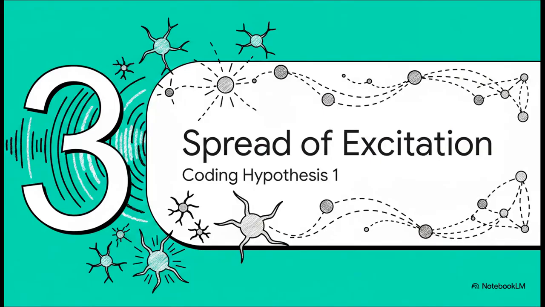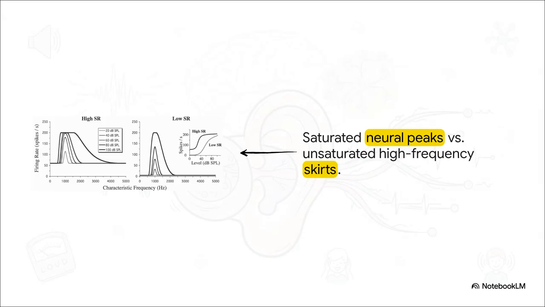Let's look at the first theory in part 3, coding by spread of excitation. To explain how we process those booming 120 decibel sounds when our main neurons give up at 60, scientists came up with this idea. The theory goes, at low levels, only a tiny patch of your basilar membrane gets stimulated. But as a sound gets really loud, that excitation kind of spills over into adjacent neurons. As the level hits 80 or 100 decibels, the neurons tuned exactly to that frequency are totally saturated. They've hit their limit. But the adjacent, higher frequency neurons, the so-called skirts of the excitation pattern, are getting less direct stimulation, so they haven't saturated yet.